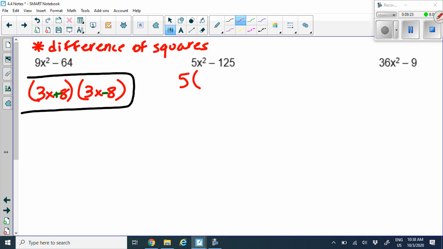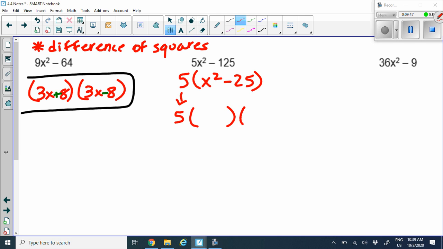So I do 5 divided by 5, that gives me just 1, and I'm left with an x squared. 125 divided by 5 is going to give me a 25 there. Okay, now I can factor like I usually do. Now make sure this common factor, we keep bringing it down. Don't let it out of your sight. It doesn't disappear like magic, okay?